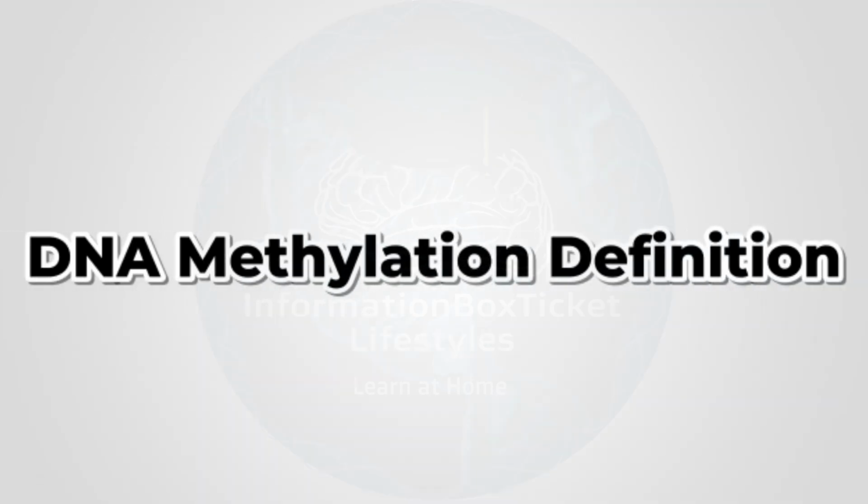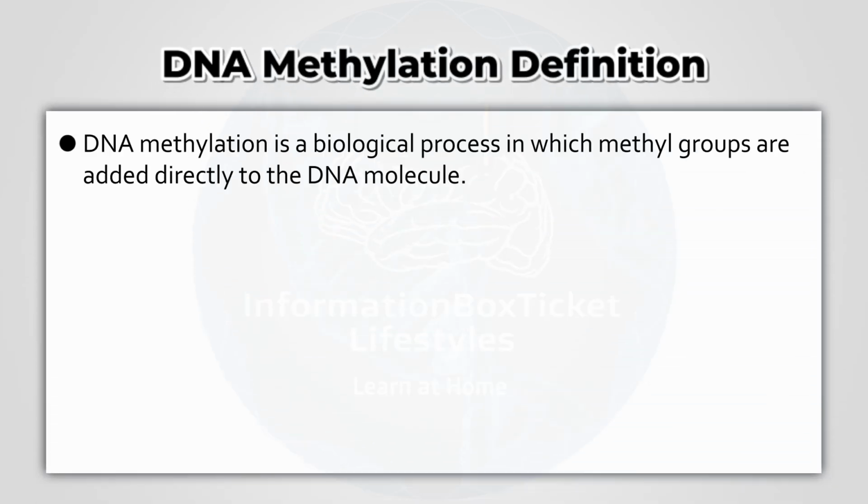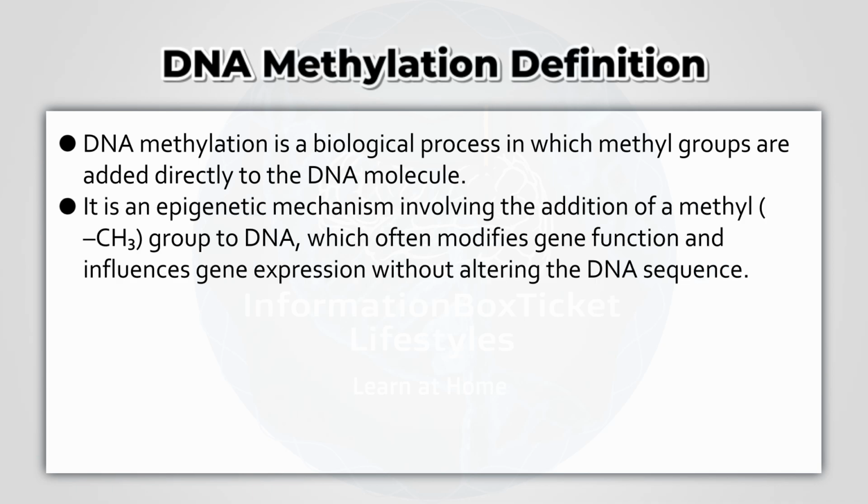DNA methylation definition. DNA methylation is a biological process in which methyl groups are added directly to the DNA molecule. It is an epigenetic mechanism involving the addition of a methyl CH3 group to DNA, which often modifies gene function and influences gene expression without altering the DNA sequence.